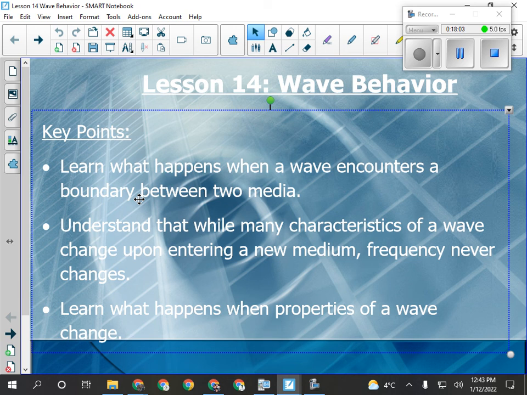Learn what happens when a wave encounters a boundary. When a wave goes from one medium to another, some of it will be reflected and some of it will be transmitted. Some of it will go through, and some of it will bounce off the boundary. But its wavelength and its speed will change.